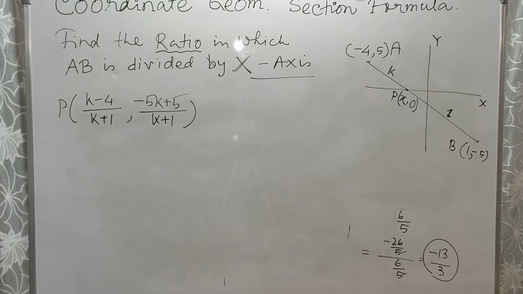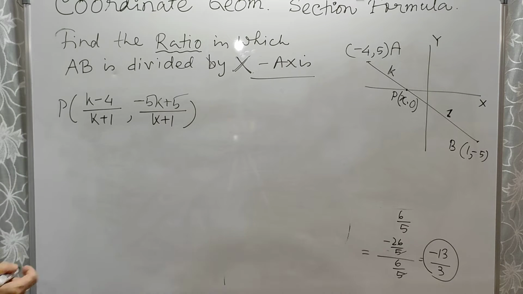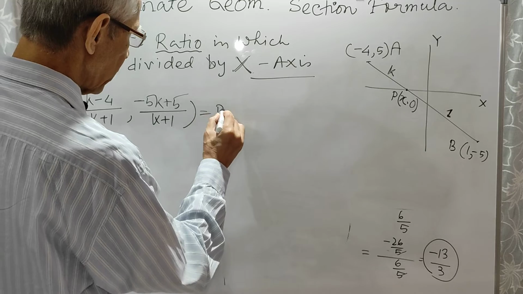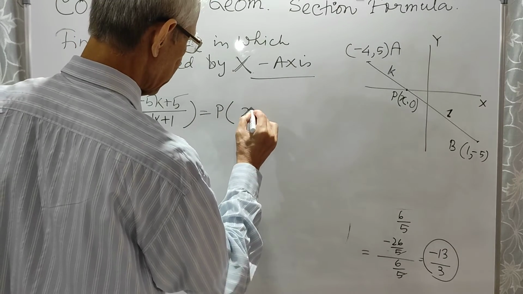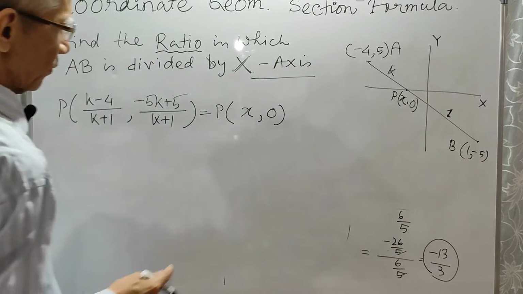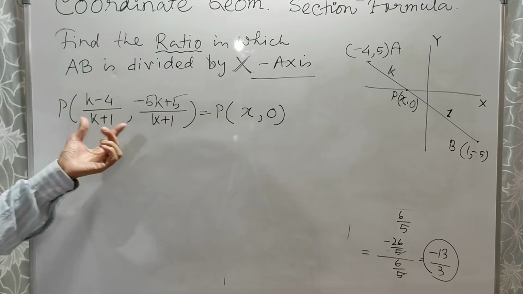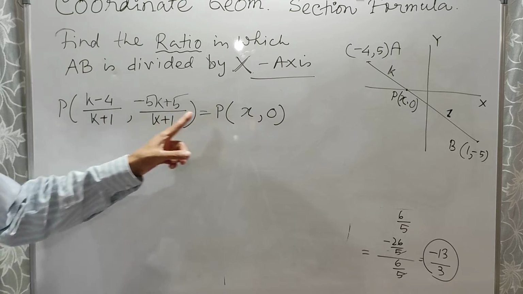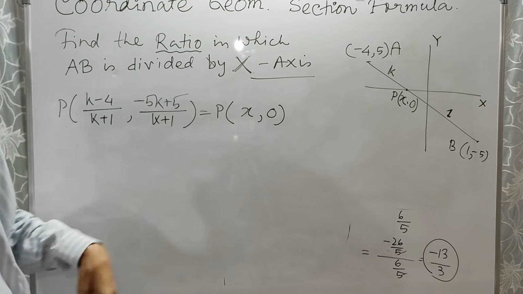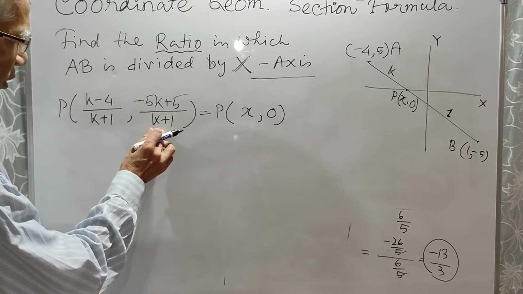So minus 5k plus 5, k plus 1. Now obviously this is equal to what? This point, which point? x0. So this point x0 and this point P. Now this part equal to this part and this part equal to this part. So now let us find out first this equal to this.